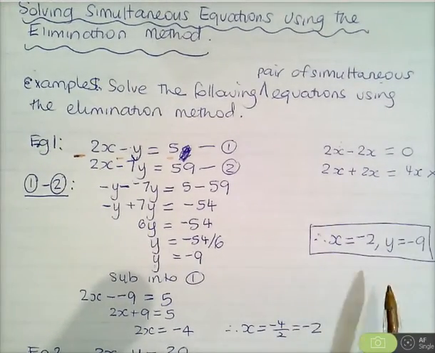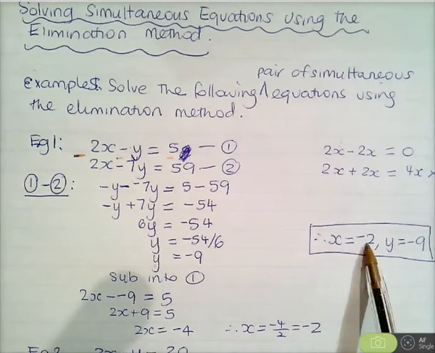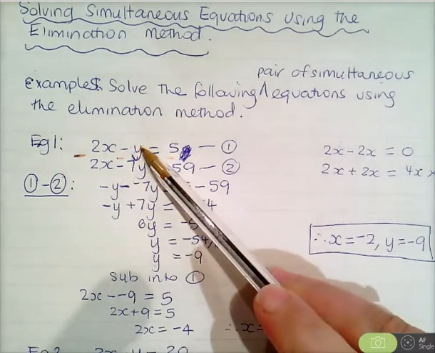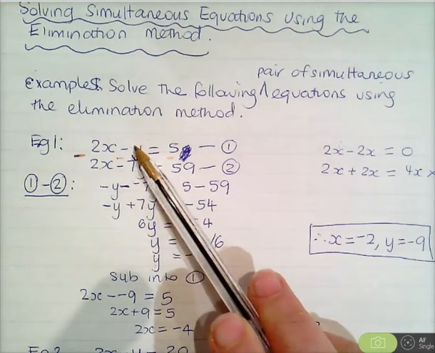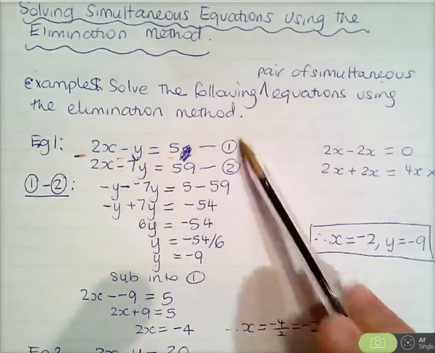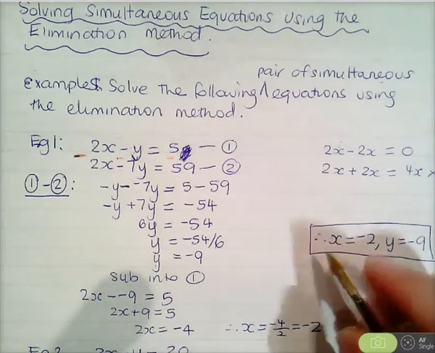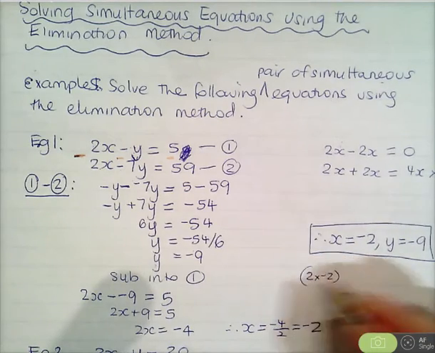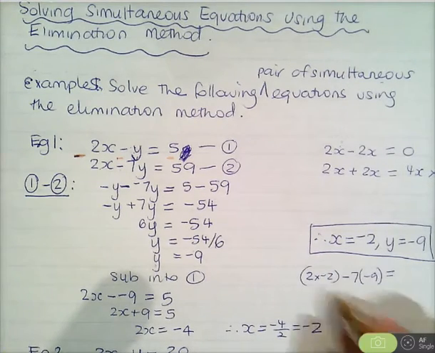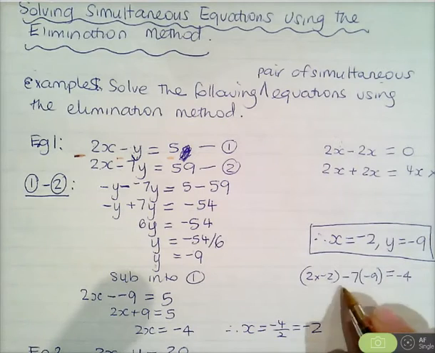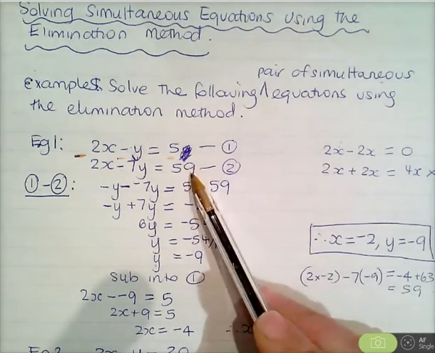Now I don't need to substitute, but if I substituted x is negative 2, y is negative 9 into the first equation, I would get 2 times negative 2 is negative 4 minus negative 9, so that's negative 4 plus 9 is 5. That works. If I substituted these into the second equation, 2 times negative 2 minus 7 times negative 9, let's see what that is. 2 times negative 2 is negative 4, minus 7 times negative 9 is plus 63, and the answer I get is 59, which is what is there.